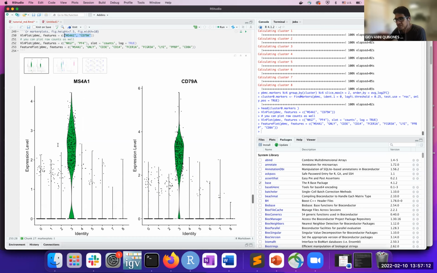You see that the average should be somewhere between 2 and 4, or between 2 and 3 for this other gene. It is very highly expressed, whereas in the other clusters this gene mostly has very low expression values. So this is a nice visualization of what a marker gene is, and therefore we can use these two genes to identify cluster number 3.